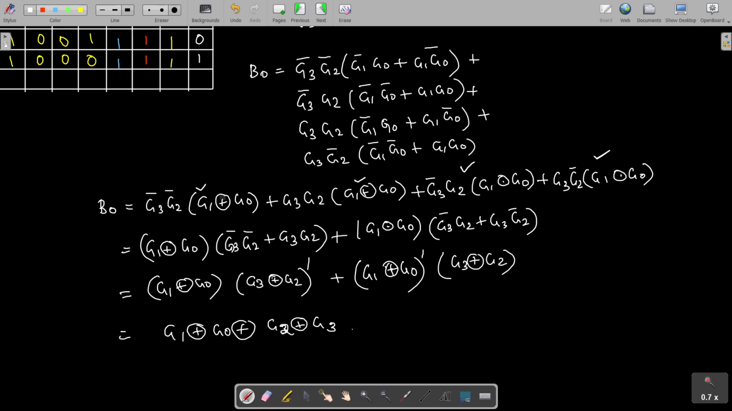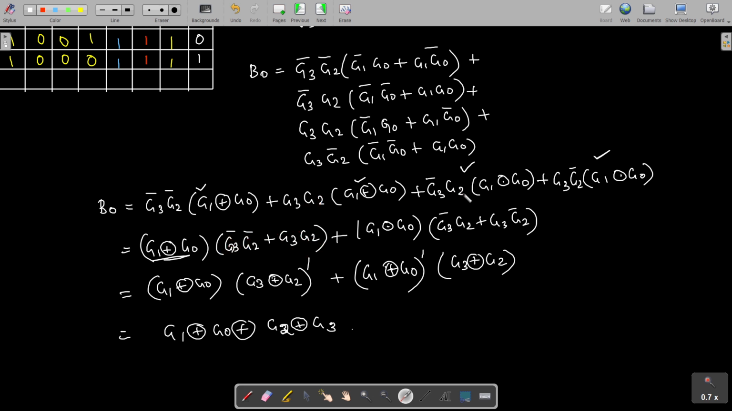Then if you compare the first and the second term, G1 exclusive OR with G0, here also you have G1 exclusive OR with G0. This is common, so we have taken it outside. Within the bracket you get G3 bar G2 bar plus G3 G2, isn't it?